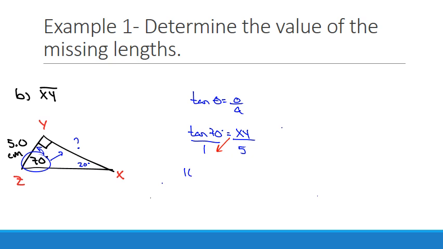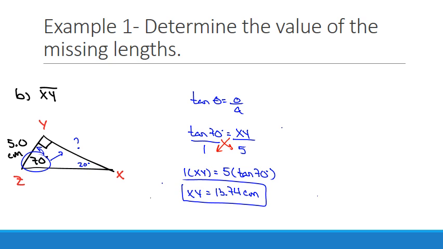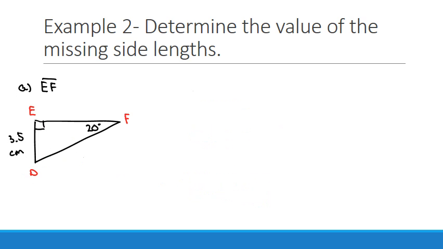So 1 times xy is going to be equal to 5 times tan 70. 1 times xy would just be xy, and then 5 times tan 70 equals 13.74, and then what's my unit? It is centimeters again. So pretty quick. If you understand how to plug everything into the proper spots in your tan ratio, you should find this pretty easy. Example 2.